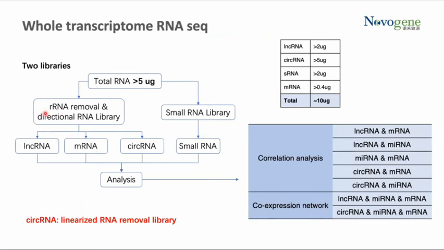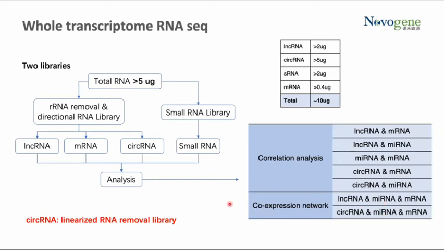One will be a ribosome RNA removal directional RNA library for sequencing non-coding RNA, messenger RNA, and circular RNA. The other will be a small RNA library for sequencing small RNA. In addition to the basic or standard analysis for each type of RNA, we will also include a network analysis, including the correlation analysis between any 2 types of RNAs, or a co-expression network study among 3 types of RNAs.